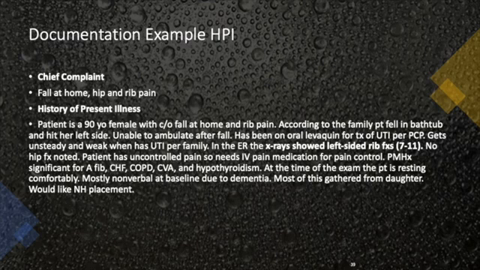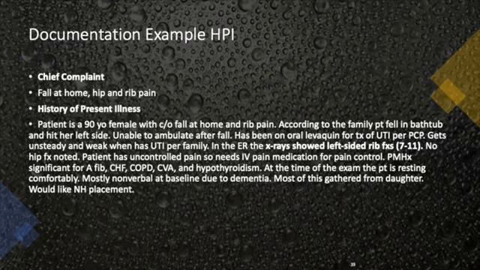In the emergency room, the x-rays showed left-sided rib fractures 7 through 11. No hip fracture was noted, and the patient has uncontrolled pain, so needs IV pain medication for pain control. Past medical history is significant for AFib, congestive heart failure, COPD, CVA, and hypothyroidism. At the time of the exam, the patient is resting comfortably.